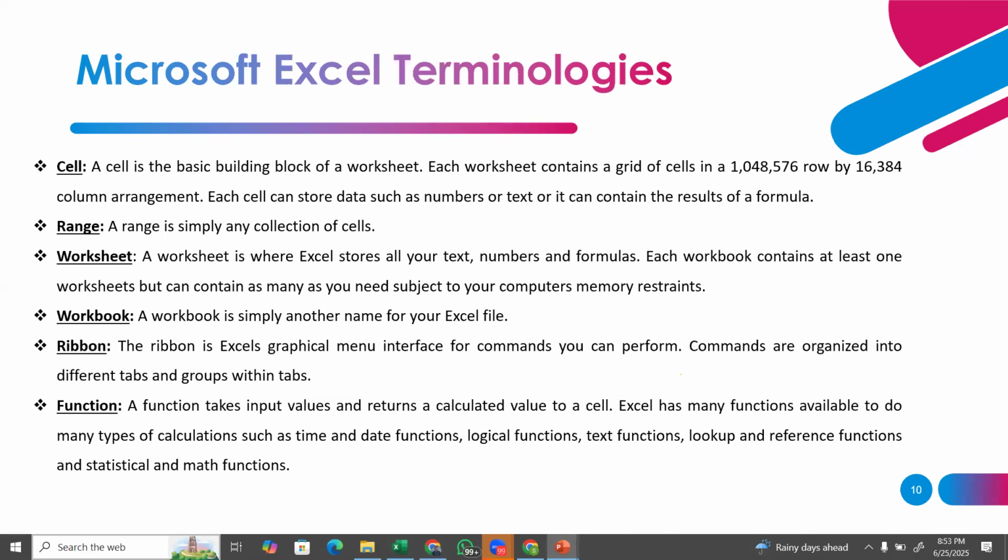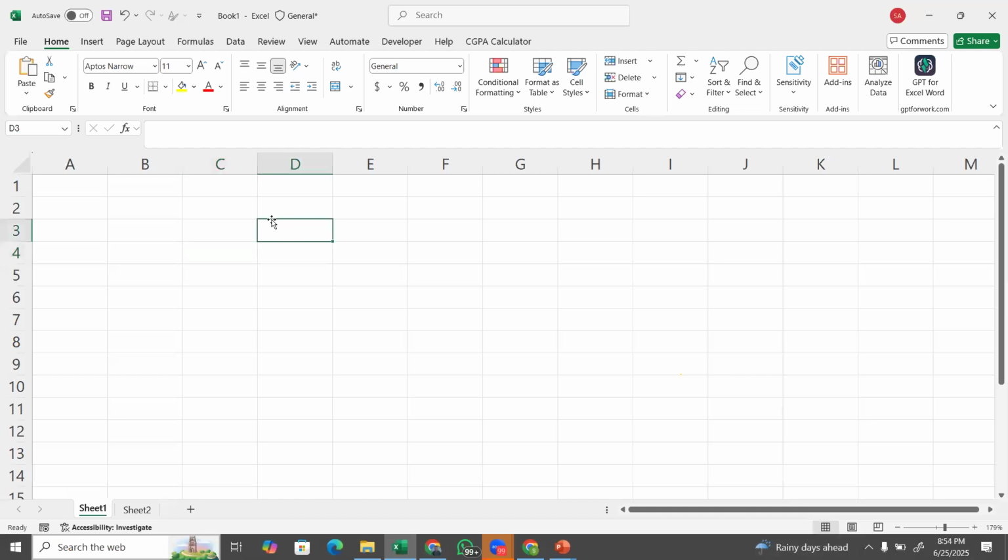Let's move forward to the next thing, which is what we call a range. A range is simply any collection of cells. If I come here to Excel and I select just one box, that is called a cell. But by the time it goes into 2, 3, 4 like this, it becomes a range. So a range is a group of cells. We can either call it a range or an array. A range or an array is a group of cells.